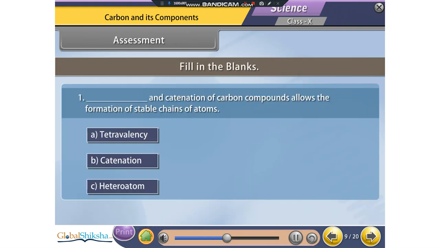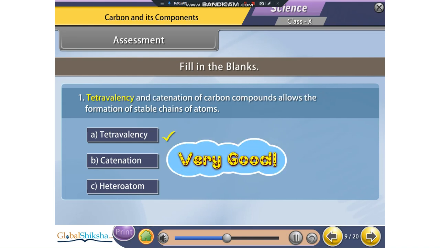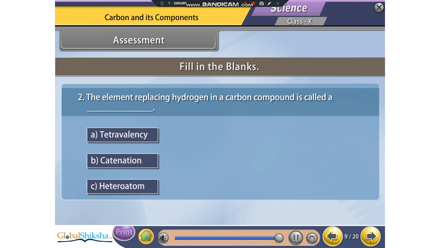Assessment. Let's have a quick look at what we have learned. Fill in the blank with the correct option. Very good. Very good.